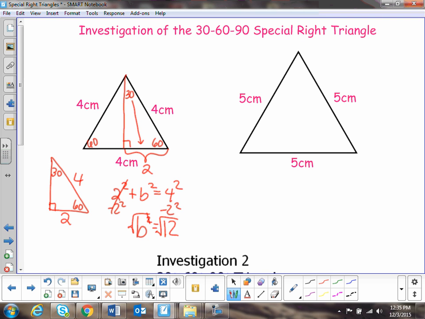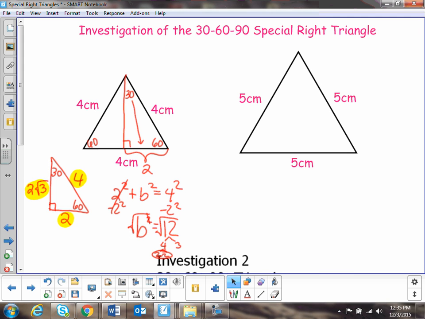Now we're going to go ahead and simplify the square root of 12, which takes us to 4 and 3, 2 and 2. So this side over here is actually 2 radical 3. I'm going to highlight those, and I want you to look at that. This is what we call the long leg. This is the short leg, and this is the hypotenuse. You notice that in the hypotenuse and the short leg, the 2 is half of 4. So that's something to recognize.